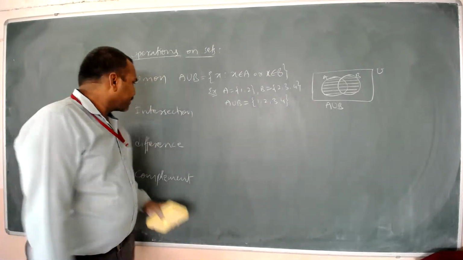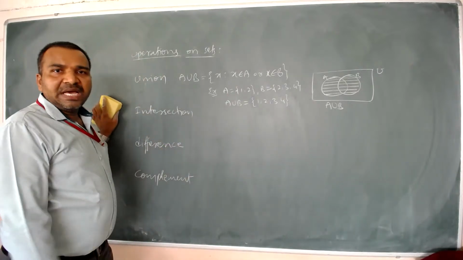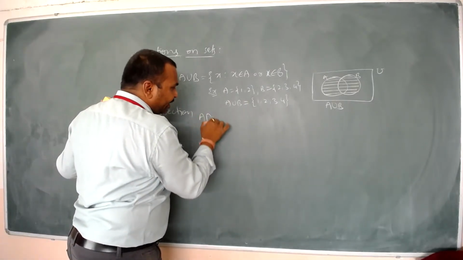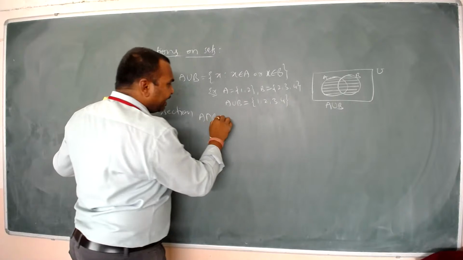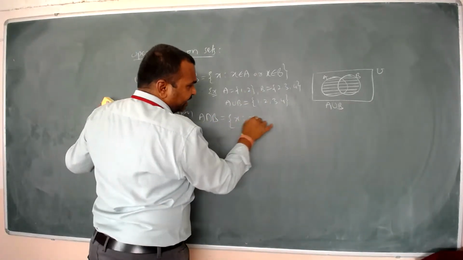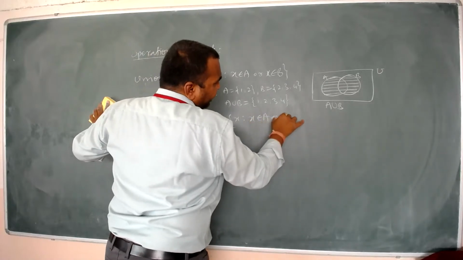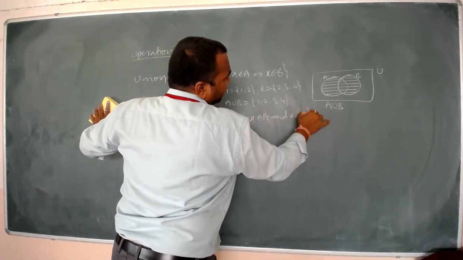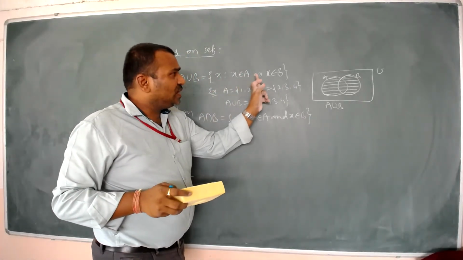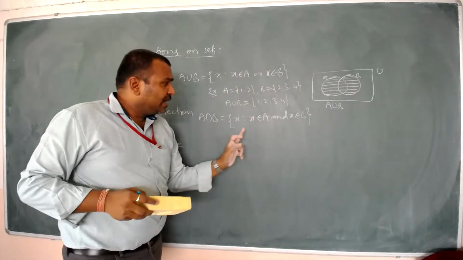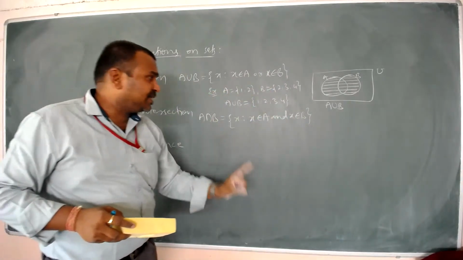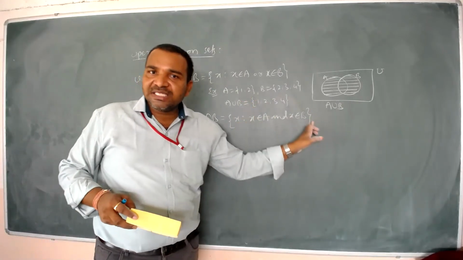Similarly, intersection. A, B are any two sets. Intersection of these two sets is denoted by A intersection B, and it is defined as A intersection B is equal to {x such that x belongs to A and x belongs to B}. Try to understand the difference between A union B and A intersection B. Here, x belongs to A or x belongs to B. Here, x belongs to A and x belongs to B, meaning the element should be present in A as well as B.